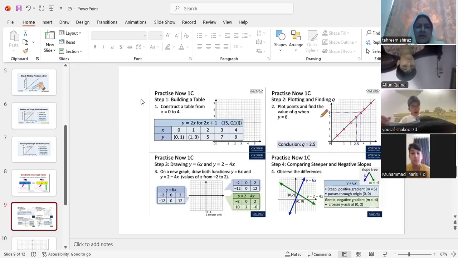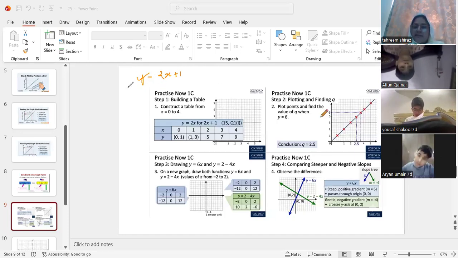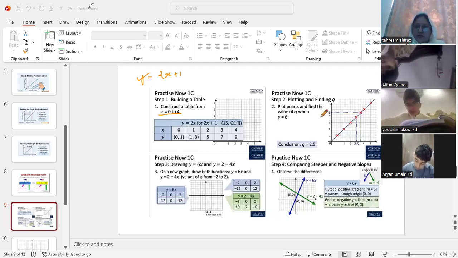Now, it says draw the graph of the function. For which function do we have to plot that graph? The function is y equals 2x plus 1. This is the main function which we need to plot on a piece of graph paper, right? It says the values of x range from 0 to 4. What does it mean? Anyone who can raise your hand? What is the meaning of the range of x?